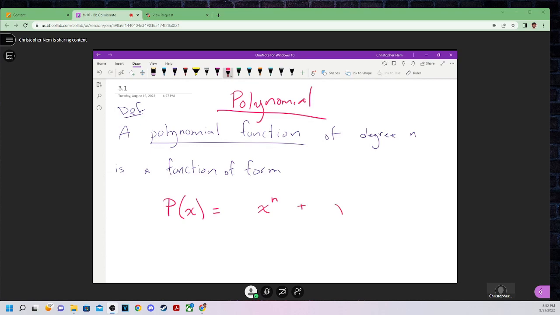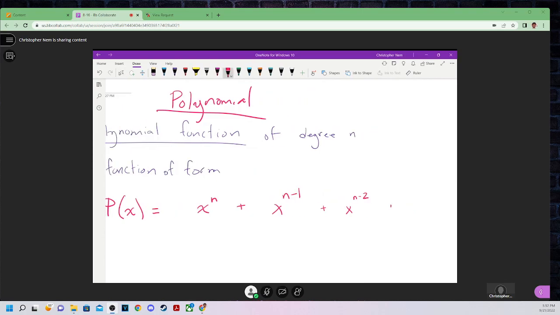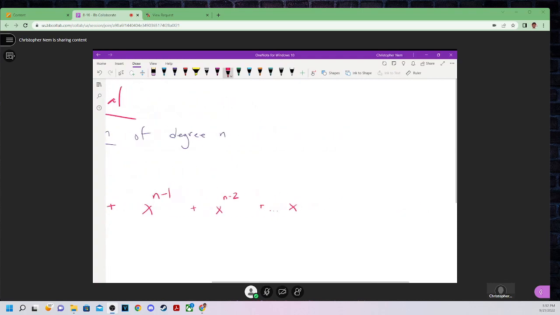plus x raised to the next degree minus 1. So if your degree was 6, the next term will be x to the 6th or 5th power. The next term after that is x to the n minus 2 power. And this is going to happen all the way until x to the 1st power plus x to the 0th power, which is just a constant.